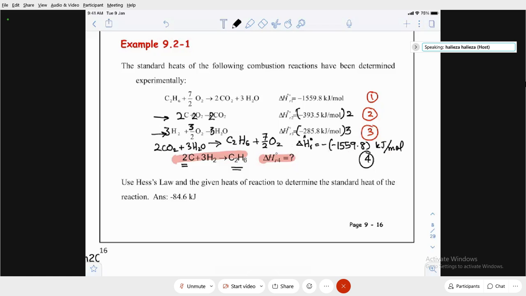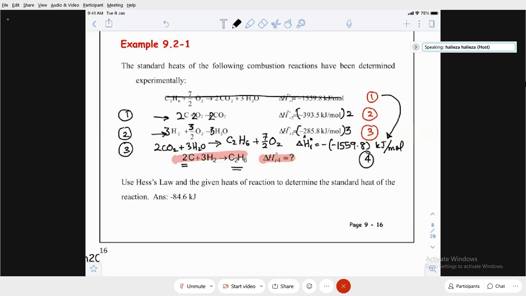For reaction number 1, that equation now becomes this equation because we flip it. So we're going to ignore this equation. So we have reaction 1, reaction 2, reaction 3. We're going to add them up and make sure that we end up with our desired reaction number 4. So let's have a look.